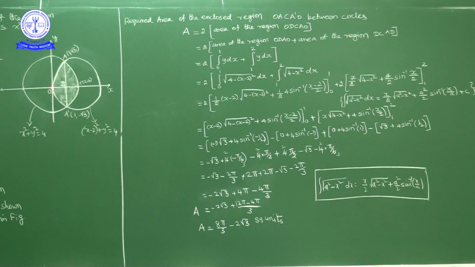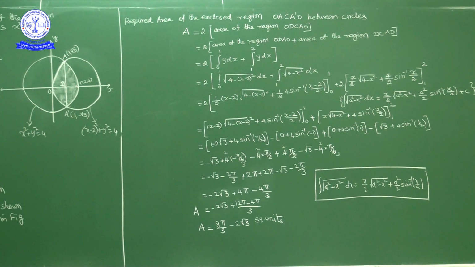Okay, between the limits 0 to 1. So integral 0 to 1 is the area under this circle, plus the area of the region DCAD, which is nothing but the area under the circle x square plus y square is equal to 4, between the limits D is what? 1 0. So between the limits 1 to 2.